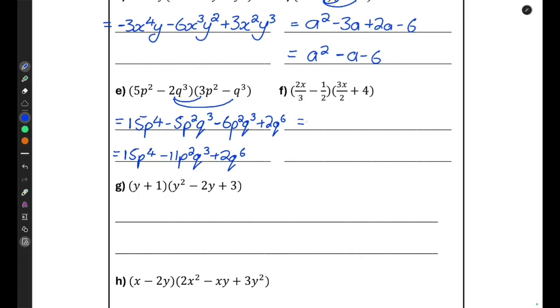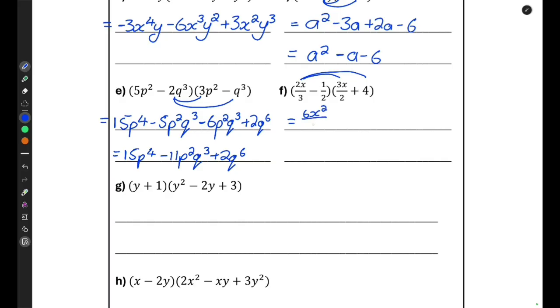Okay, now I can even FOIL with fractions. So I am going to take the first term, multiply it with both. So I'm just going to multiply the top and the bottoms. So this would just be 6x squared over 6. Then I'm going to multiply by 4. I'm just going to keep it easy. So that would be plus 8x over 3.